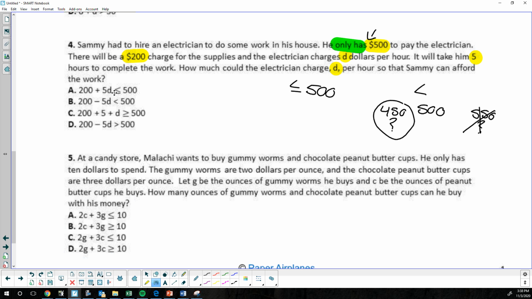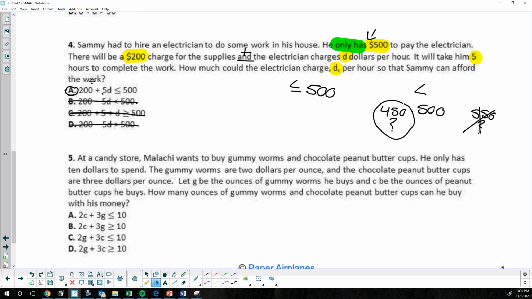Well, because it's multiple choice, let's go through. This one's less than or equal to. This one's less than, but not equal to. This one is greater than or equal to. And this one is greater than. Now let's go through and make sure the question is correct. Would it be $200? Remember, and is usually plus. The electrician charges D dollars per hour, and we know it's 5 hours. Yes, absolutely, that is correct.